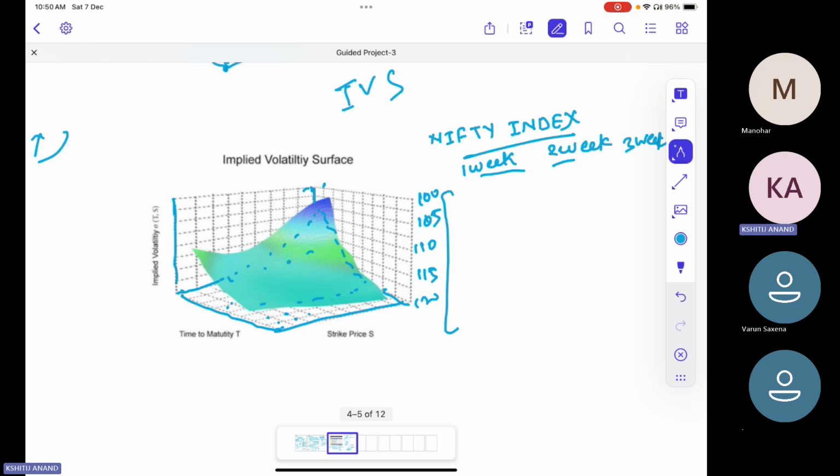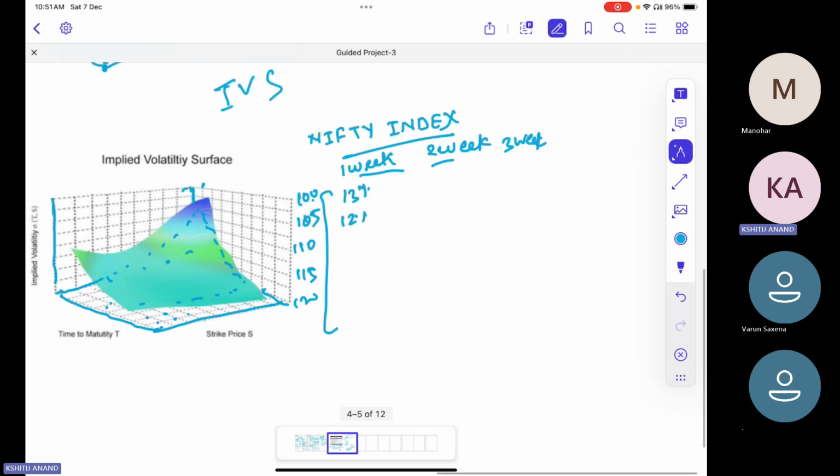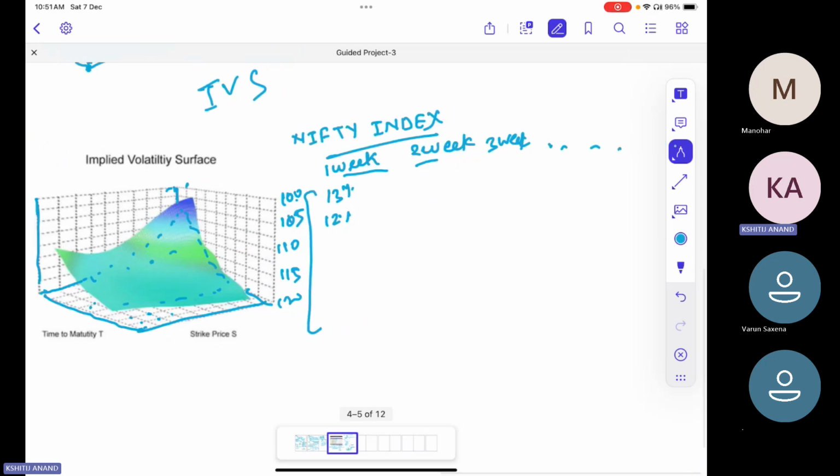Now take that option which is having 1 week expiry and a strike price of 100. You know its call price from the market. Find its implied volatility. Let us say it is 13%. Similarly, for this option, 12%. So what you get is a 2D matrix.